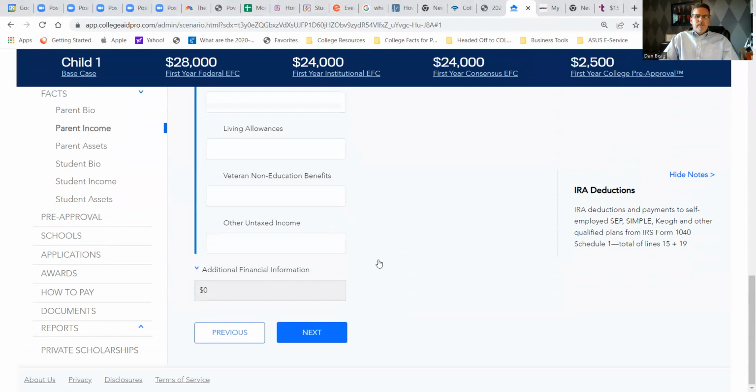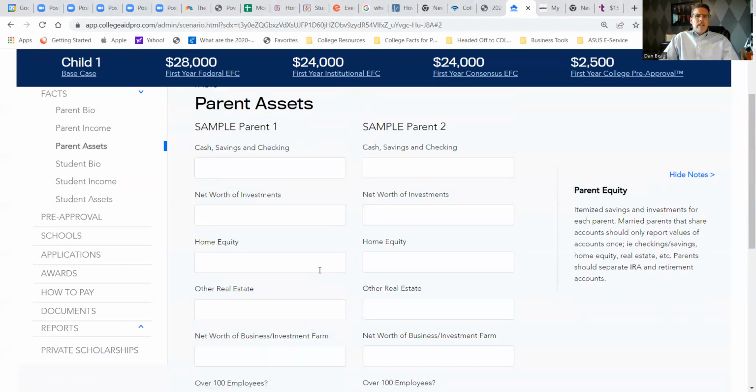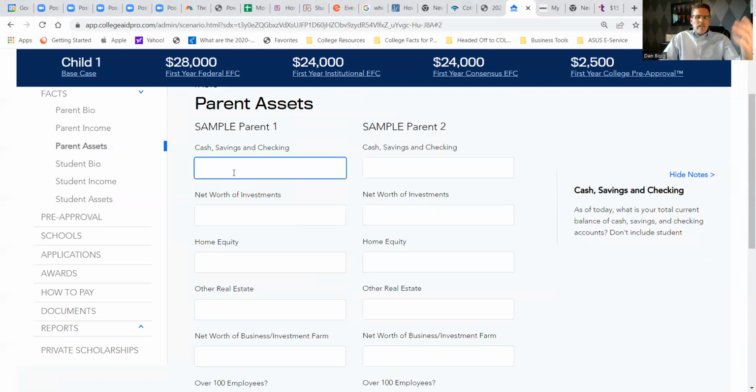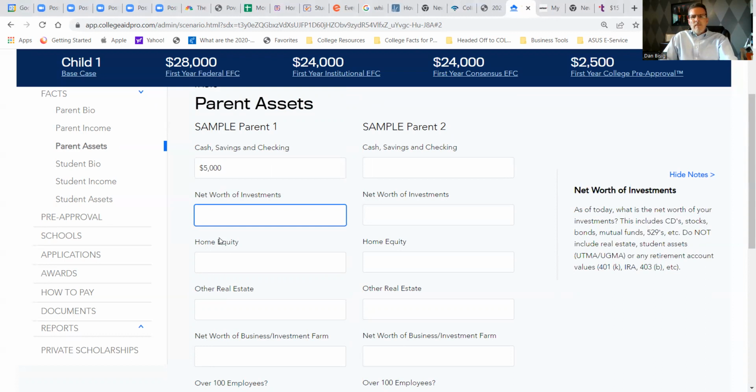Next, we're going to move on to the other asset items here, which is how much does parent one have in cash, savings, and checking? Let's just say that they've got $5,000 there, and we'll say that they also have investments. So look over here on the right side. The types of investments we're talking about are CDs, stocks, bonds, mutual funds, 529 plans. That's right, folks. If you have a 529 plan that mom and dad are the custodians for the benefit of the child, that's considered a parent asset. And so that does get included in here.